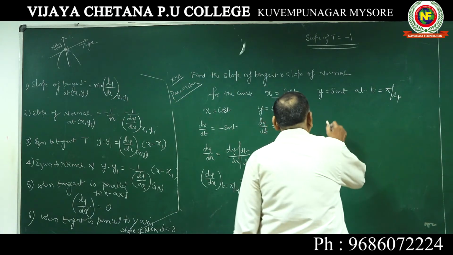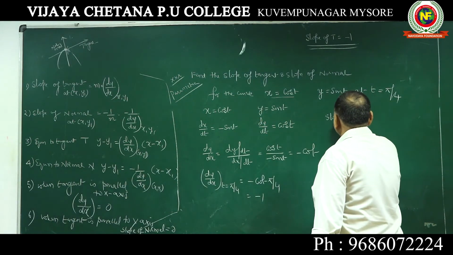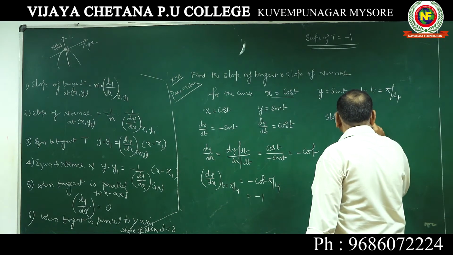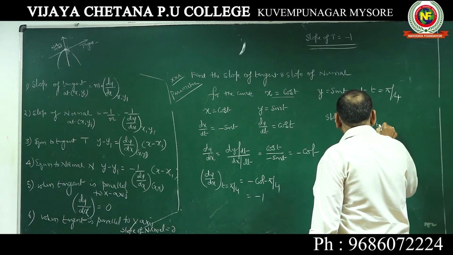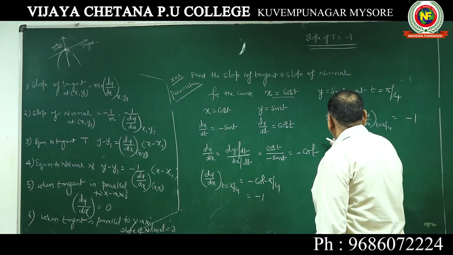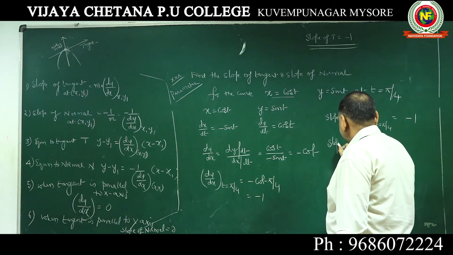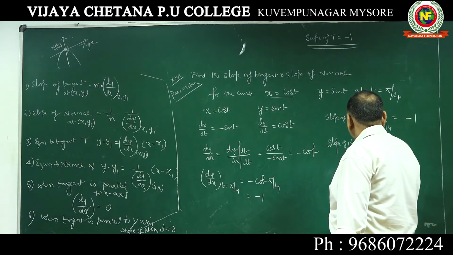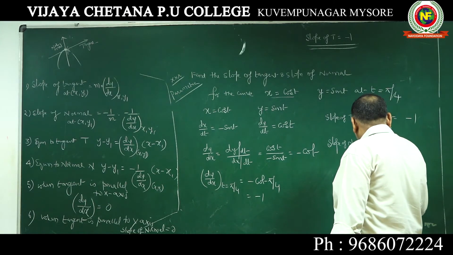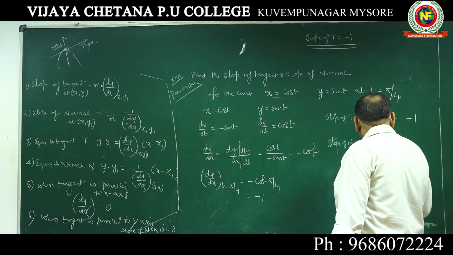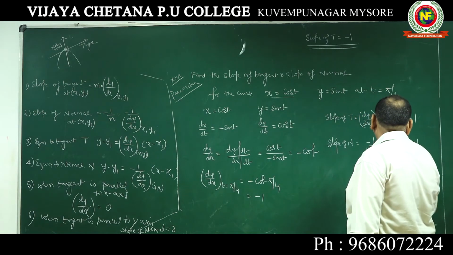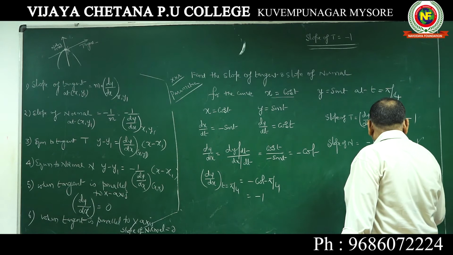Now the slope of tangent is the same thing. Slope of tangent is dy by dx at t is equal to pi by 4, which I have already found out: at t is equal to pi by 4 it is minus 1. And slope of normal is minus 1 by dy by dx at t is equal to pi by 4, or it is minus 1 by minus 1, or it is 1.